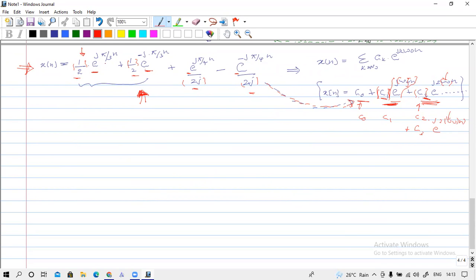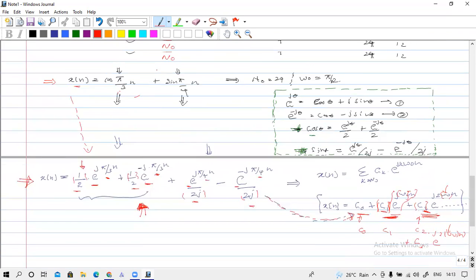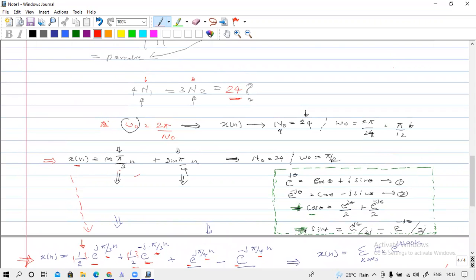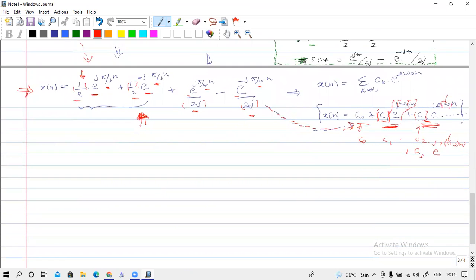But here it is not like that. These terms do not have omega naught. So the first thing we have to do is convert these terms into omega naught, our fundamental frequency. So what is it? It is 5 by 12. This is our fundamental frequency, 5 by 12. So we can write these terms also with 5 by 12.